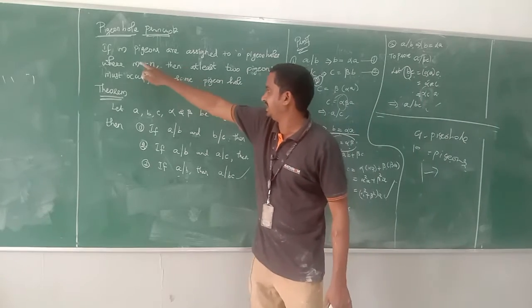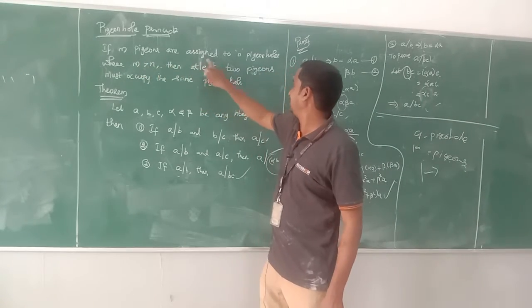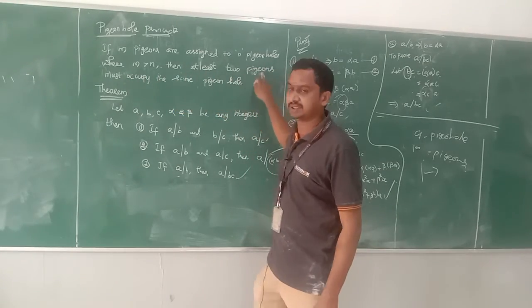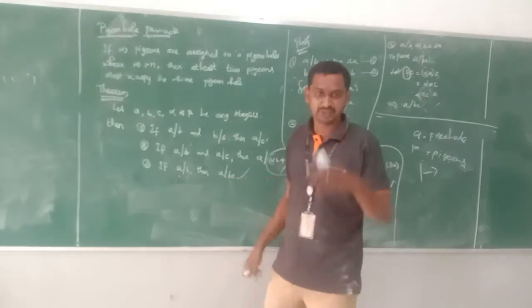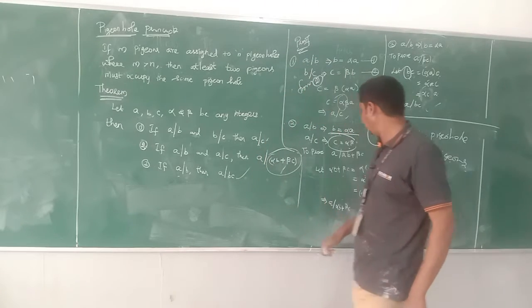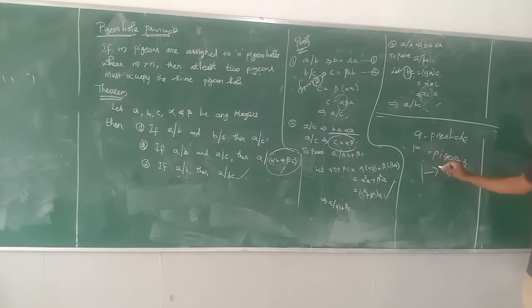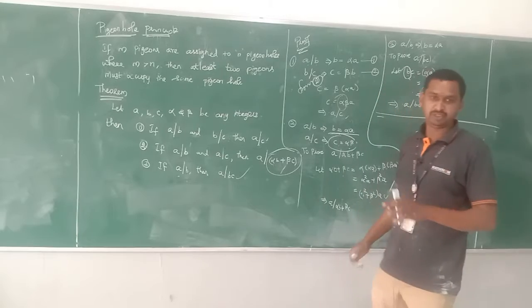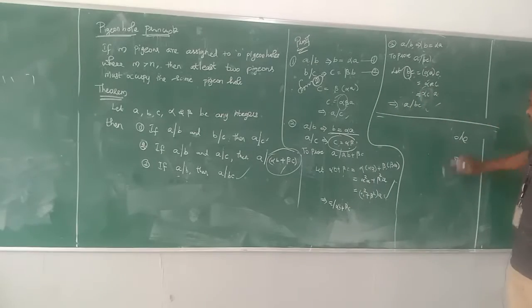See the definition: m pigeons are assigned to n pigeonholes where m is greater than n, then at least 2 pigeons must occupy the same pigeonhole. The extra pigeon occupies an already occupied pigeonhole, so that pigeonhole is also occupied. That concept is the pigeonhole principle. Now after the pigeonhole principle, we discuss this small theorem.